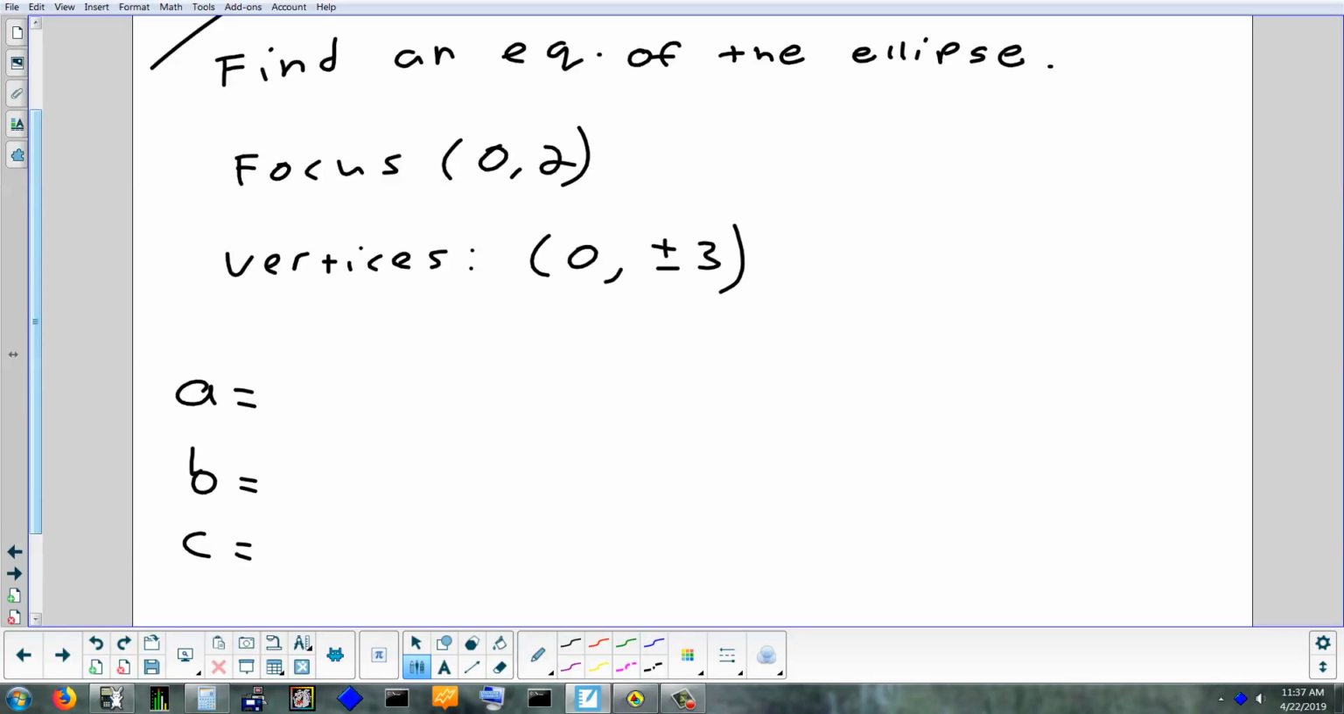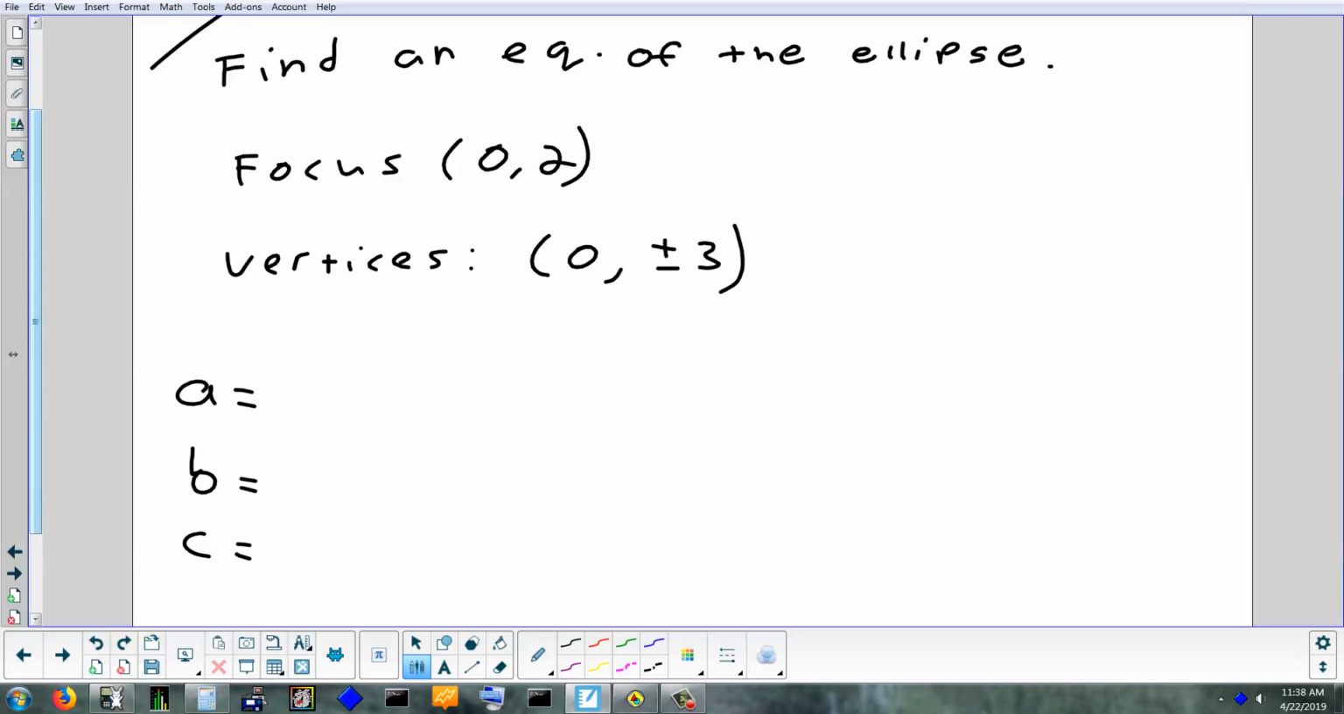Yep, A is 3, I agree. So A is the distance from the center to the vertex. Now, I agreed with her that A is 3, even though they didn't tell me the center. I know the center. How do I know the center? I know it's at the origin. Besides the fact it's the only type of problem we've done so far, they've given you a piece of special information there that you should know where the center is.